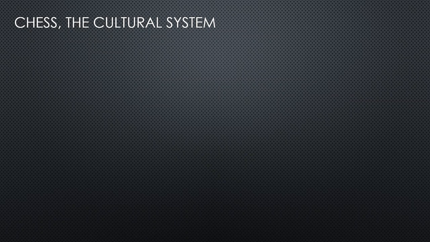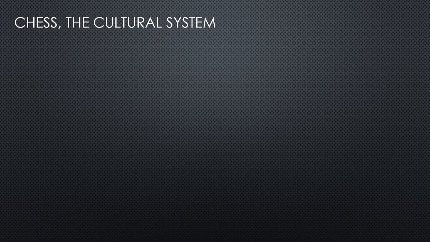So let's look at chess as a cultural system, though. Here we have to change the context. We're no longer looking at the game itself as something formal. That's called formalism, when you analyze something based on its formal components. Now we're going to look at its cultural context.